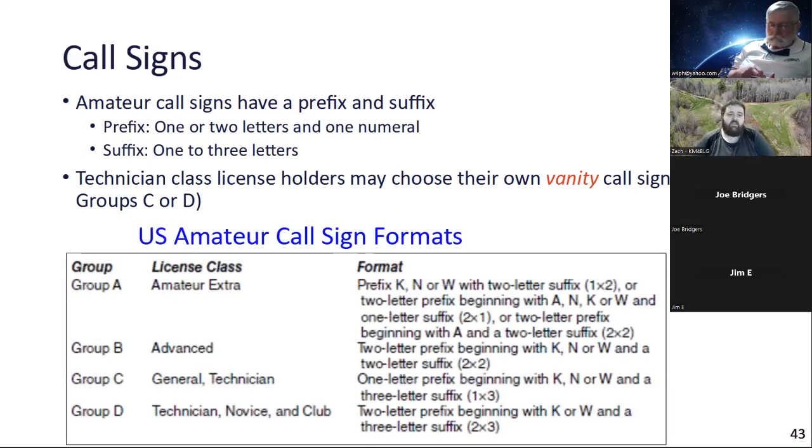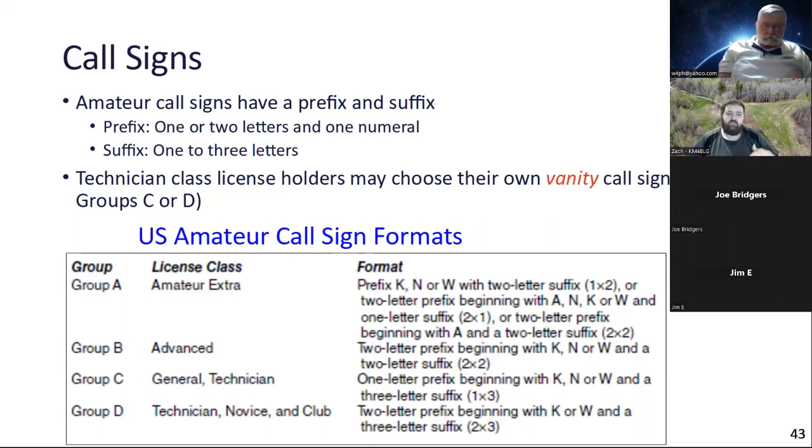And basically, this is your table of who can get what kind of call signs. Let's look at technician, Group C or D. You can have either 1 letter on the beginning and 3 letters after the number, or you can have 2 letters before and 3 letters after. Like I'm KM4BLG, I could be K4BLG, or something of that nature as a technician.